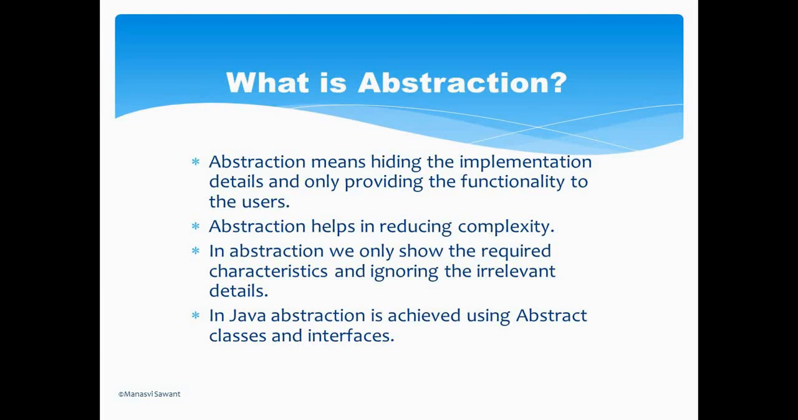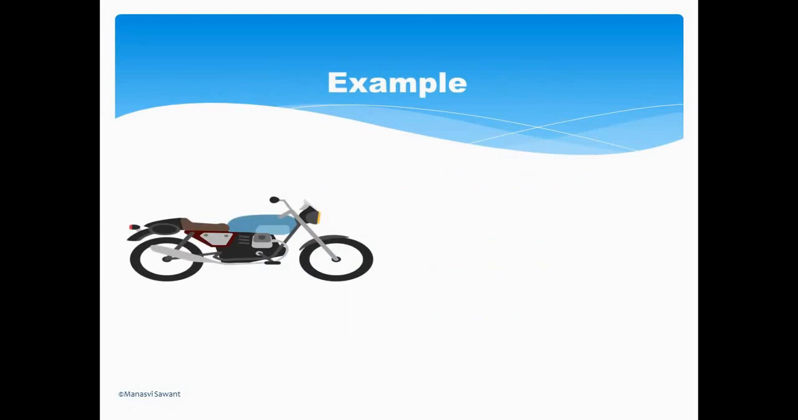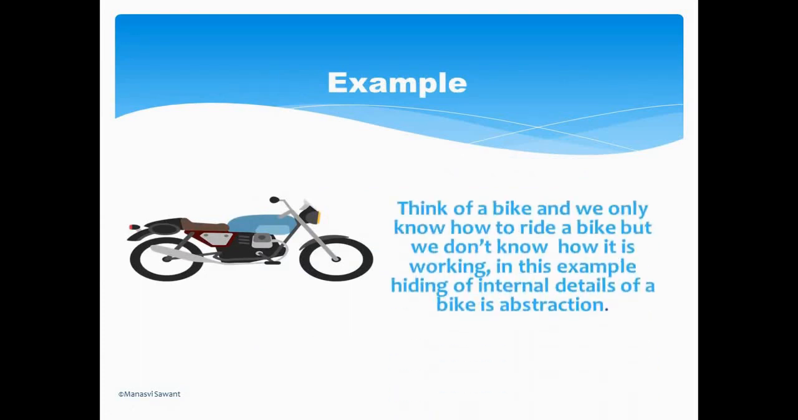Now let's see a simple example of abstraction. A bike. Think of a bike, and we only know how to ride a bike, but we don't know how it is working. In this example, hiding the internal details of a bike is abstraction. As you know, in the abstraction concept, we are only aware of the relevant details, and the irrelevant details which are not important are hidden. So this is one example of abstraction.